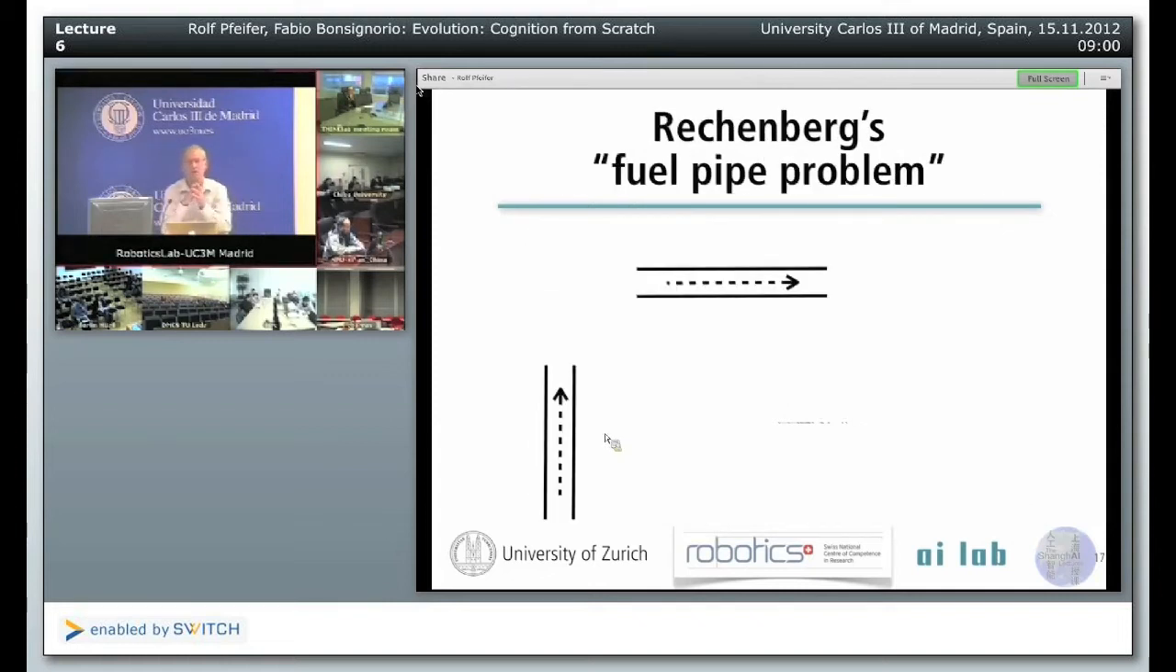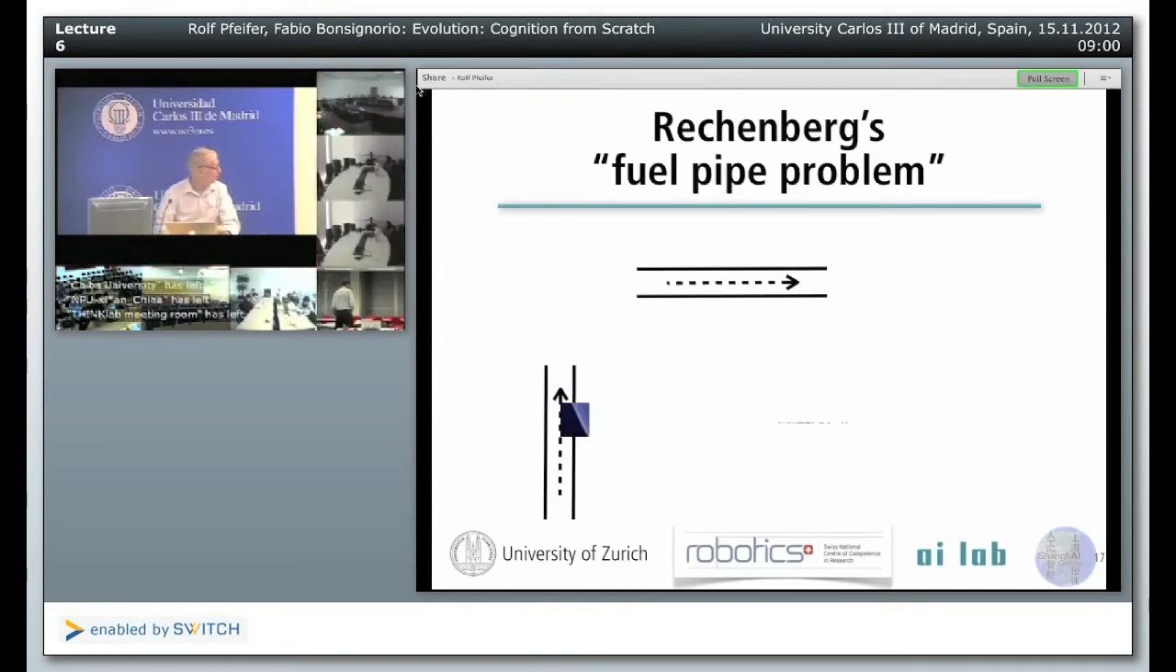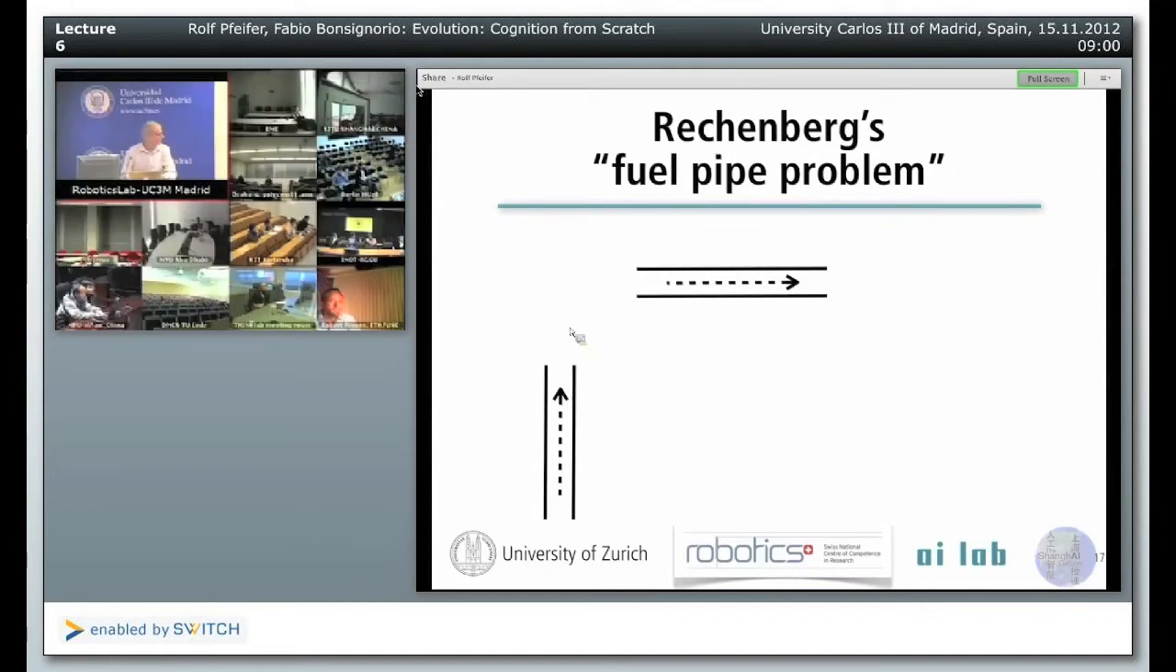Right, now just to get into the spirit of artificial evolution, let's look at Rechenberg's fuel pipe problem. It was basically in the 1960s, Rechenberg was an engineer at the Technical University of Berlin, and he asked the following question. Let's assume we have a fuel pipe here, and the fuel is coming in this way, and for some reason it has to be directed over here. The question was, what is the optimal shape of the connecting piece?